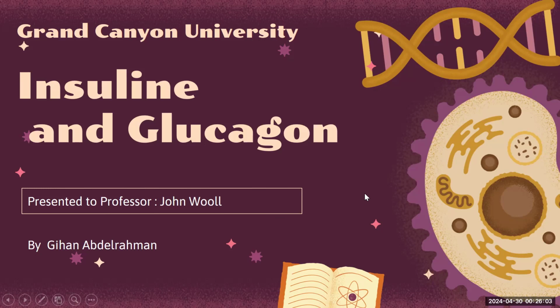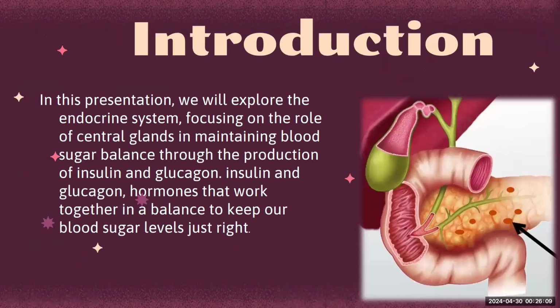In this presentation, I'm talking about insulin and glucagon. First of all, in this slide, we need to talk about the endocrine system in general. The endocrine system is a group of organs that work together to perform a specific function, and the function is to maintain the hormones, or maintain the balance, inside our body.